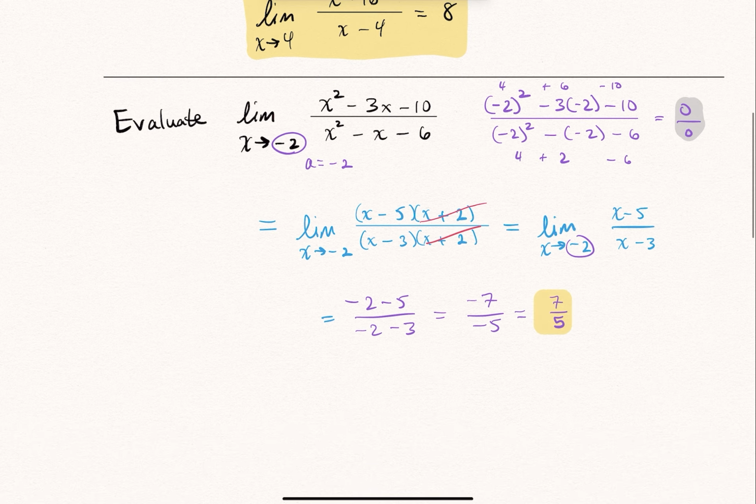Again, if we're writing this formally, though we don't have to, we would write the limit as x goes to negative 2 of x squared minus 3x minus 10 all over x squared minus x minus 6 is equal to 7/5.